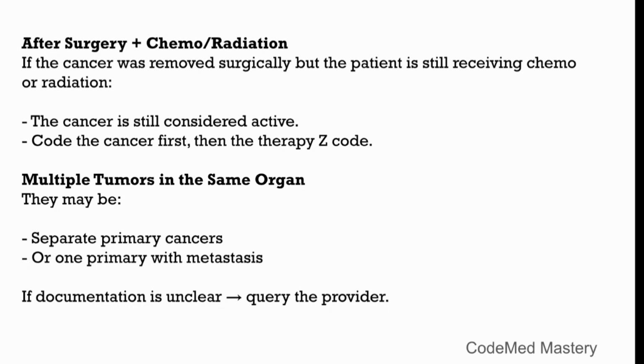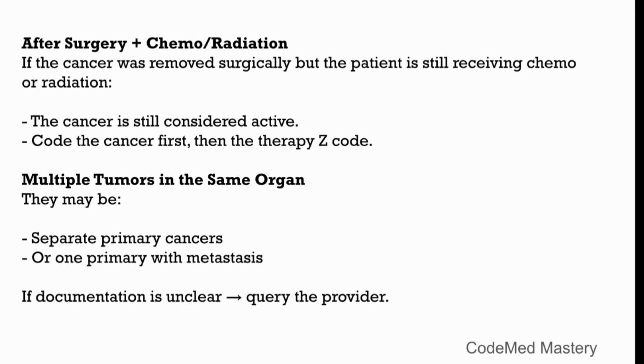After surgery, chemo and radiation. If the cancer was removed surgically but the patient is still receiving chemo or radiation, the cancer is still considered active. First we have to code cancer, then the therapy code. Okay. Next, multiple tumors in the same organ. They may be separate primary cancers or one primary with metastasis. If the documentation is unclear, we have to query the provider.